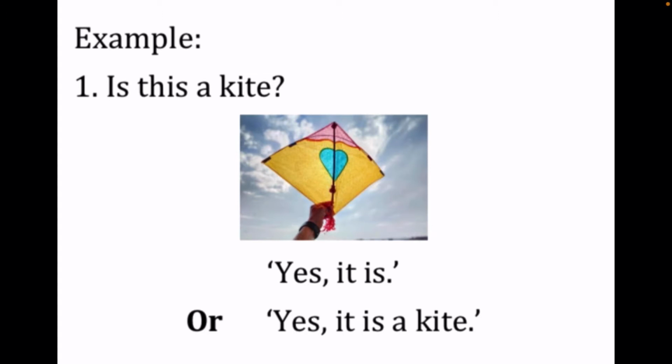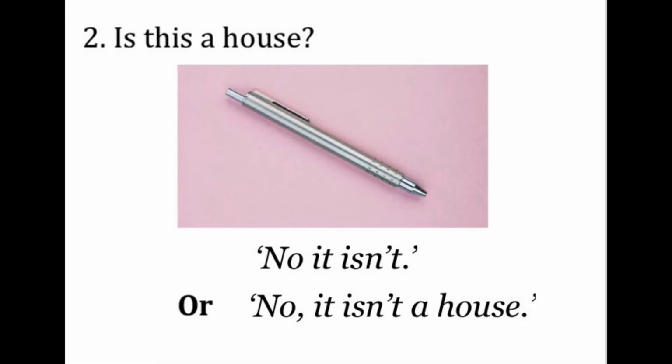You can give an example like this. You can show a picture of a kite and ask, is this a kite? They can answer, yes it is, or alternatively, they can use a longer sentence like, yes it is a kite. Then you can show a picture of a different object. For example, is this a house? They could say, no it isn't, or they could say, no, it isn't a house. That's a longer version of the answer. They can use either of these answers when answering the questions.